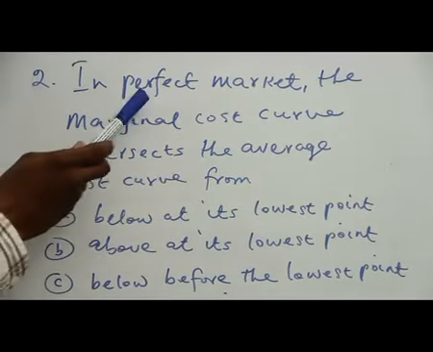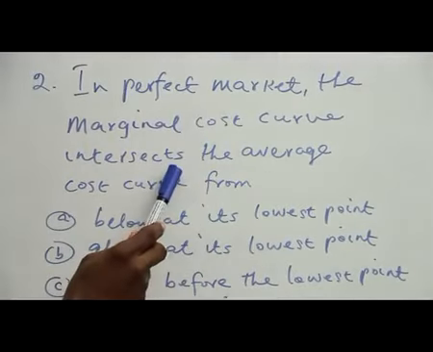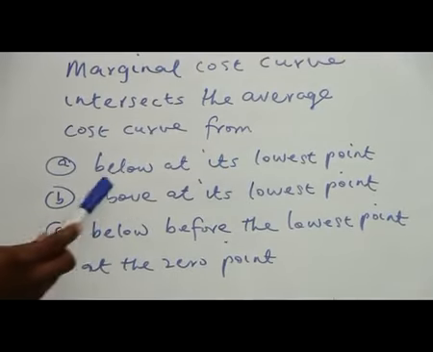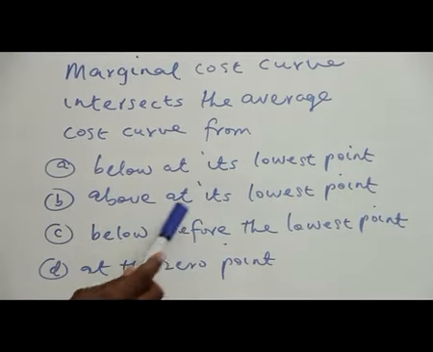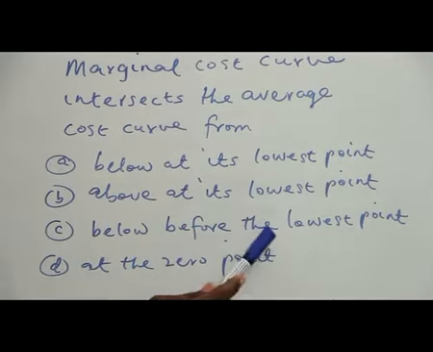Question 2. In perfect markets, the marginal cost curve intersects the average cost curve from: A, below at its lowest point; B, above at its lowest point; C, below before the lowest point; D, at the zero point. The right answer is A, below at its lowest point.